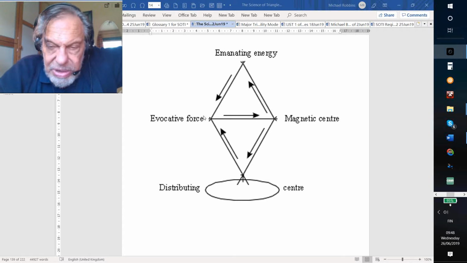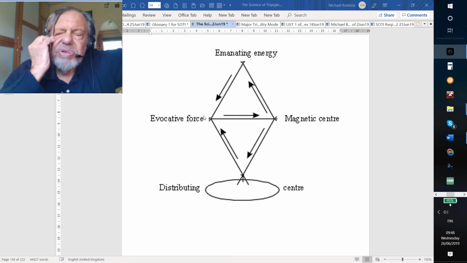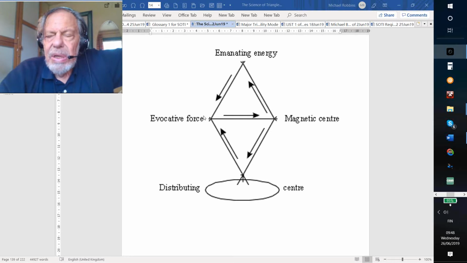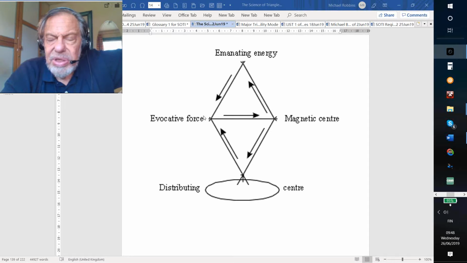Now there's one more thing to be done. And let's just say we're not finished with our second visit to the magnetic center. But now we're going to re-relate our magnetic center not only to the evocative center, but to the emanating center. And what does this mean?